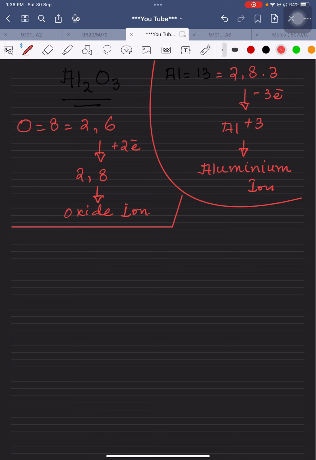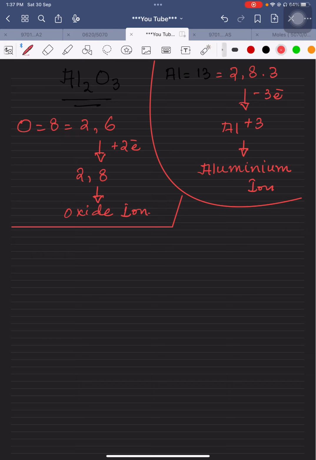You can see that there are a total of how many aluminums? There are a total of 2 aluminums. So one aluminum is going to lose 3 electrons. The second aluminum is going to lose 3 electrons as well. How many total electrons are lost? 6 electrons are lost. One oxygen atom is going to gain 2 electrons. Total 3 oxygen atoms, they are going to gain a total of 6 electrons. So a total of 6 electrons are given and a total of 6 electrons are taken. Please keep this very clearly in your mind.